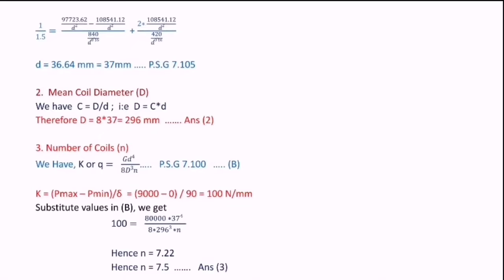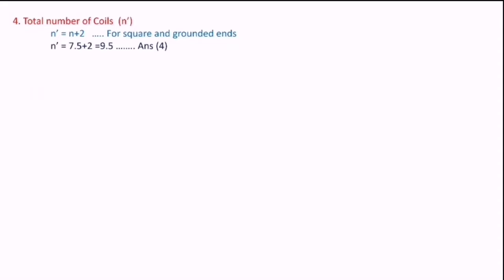Substituting K and other parameters in equation B, I will get the value of N as 7.22, which I will approximate to 7.5. This N is the active number of turns on the spring. For total number of turns on the spring, I will add 2. We will assume that it is square and ground ends. Hence, I will write N dash is equal to N plus 2, on which I will get the answer as 9.5.